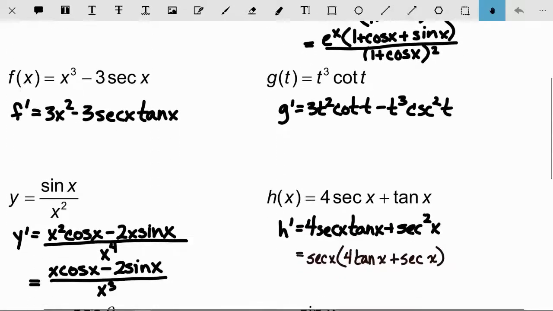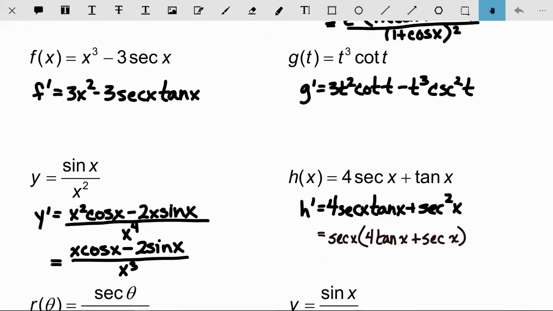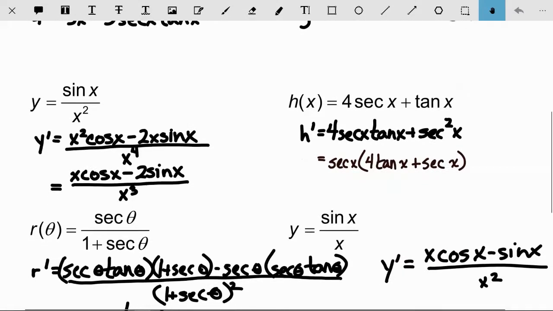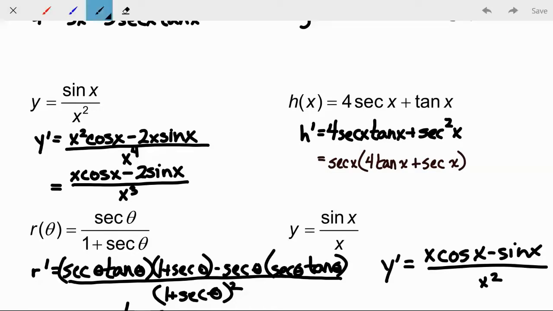Okay, so I'm just going to show you these solutions here. There's not really anything to point out with the x cubed minus 3 secant x, the t cubed cosine t, also very simple. Sine x over x squared: you can see that in this form, when I did my quotient rule, notice that I divided out an x.